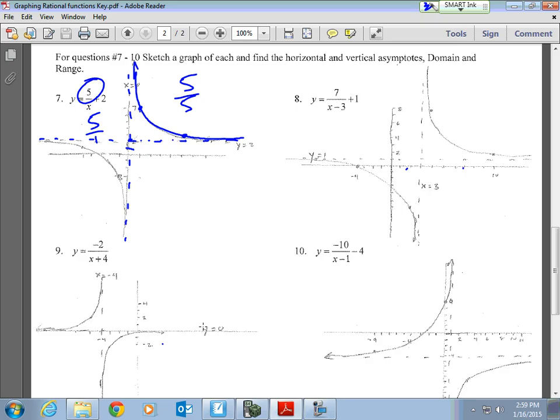Same logic on the left. If I go left 5 from the shifted origin, I go down 1. If I go left 1, I go down 5 from the shifted origin. And I get my graph. Okay. Question 8.